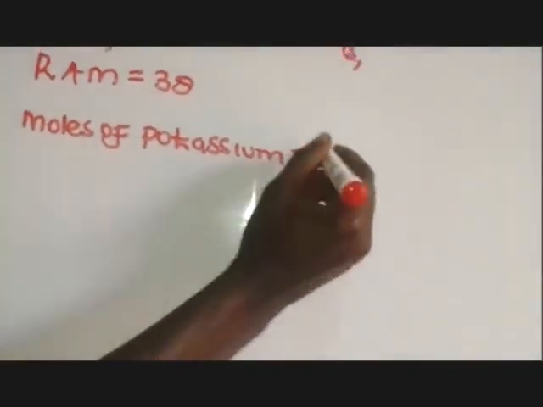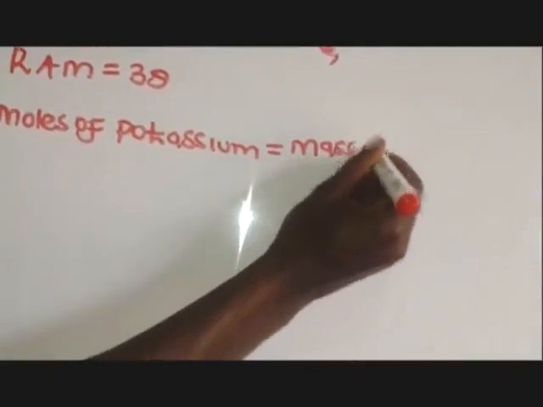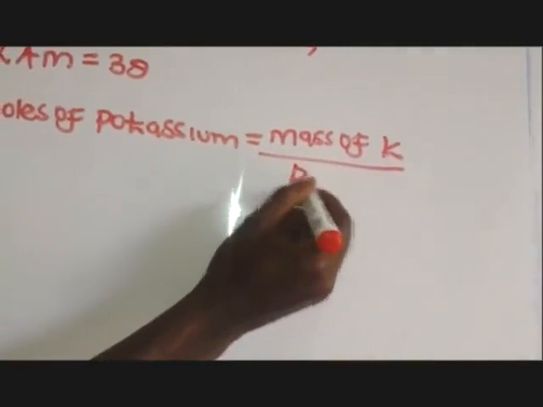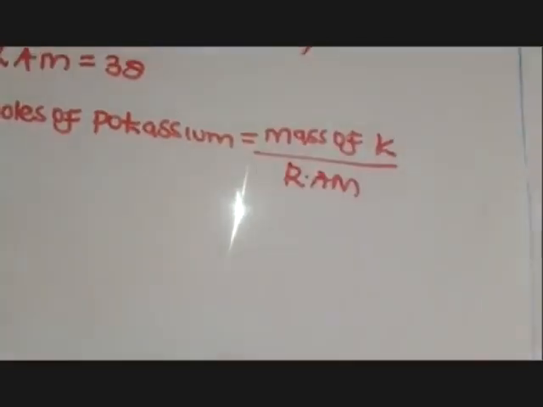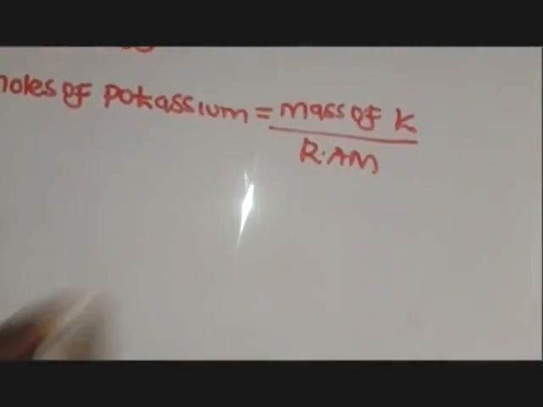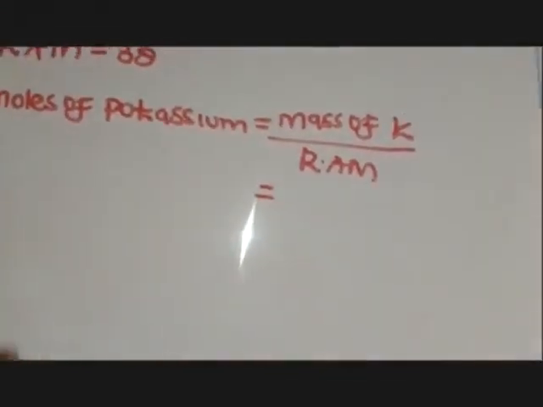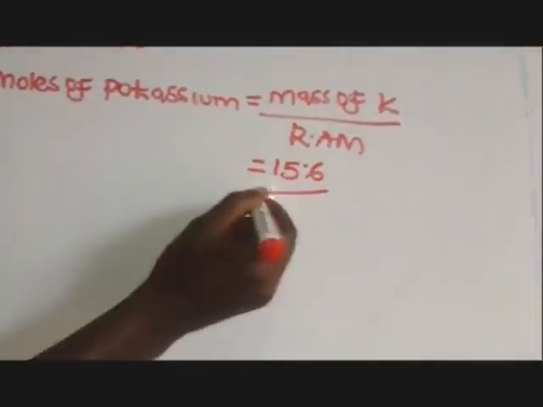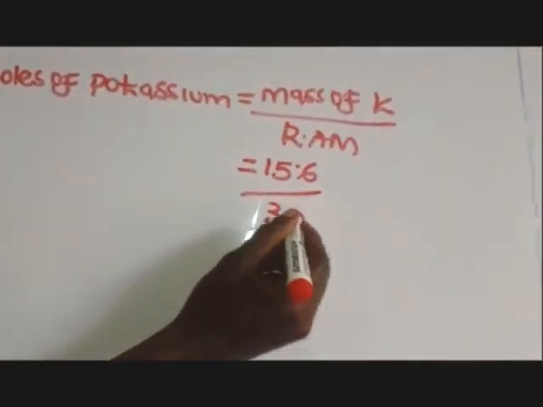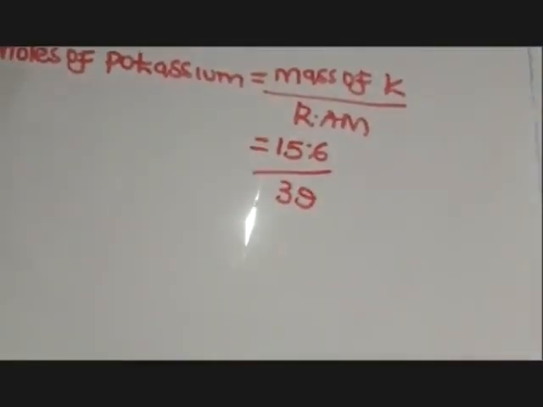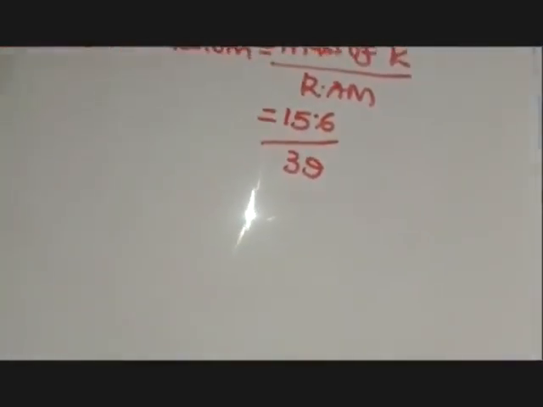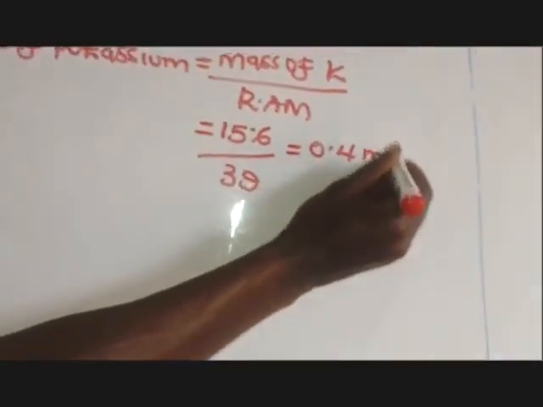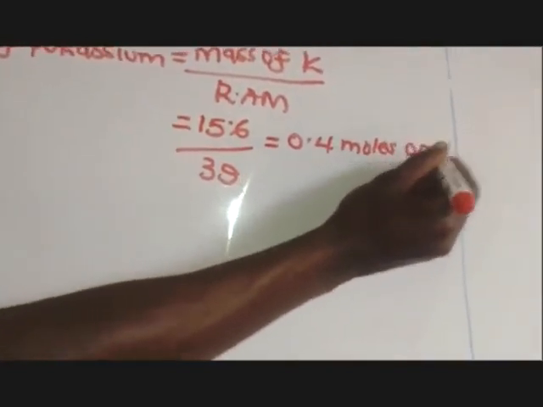This one is going to be equivalent to the mass of potassium divided by the relative atomic mass. It will be molar mass if the elements have been made by only one element. So there we get 15.6 grams divided by the 39. After dividing, when you get your calculator, we are going to obtain 0.4 moles of potassium.